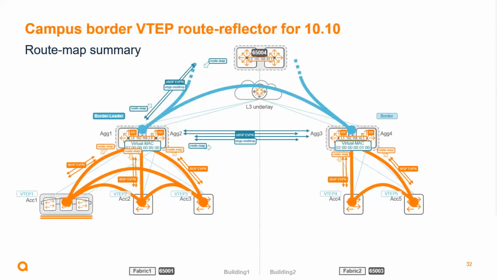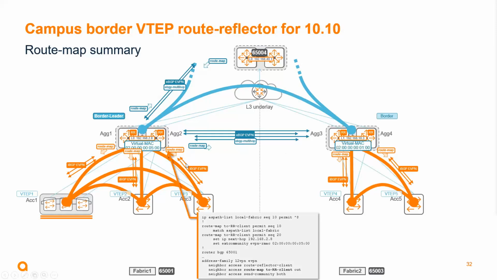So this is for the overall solution of the campus. This is the route map summary. Okay, so you understand the topology already. We dive into that one. So let's dive into each route map. You have the route map from the RouteReflector back to the intra VTEP of the fabric, and you have the route map to outside. And we'll dive into that.